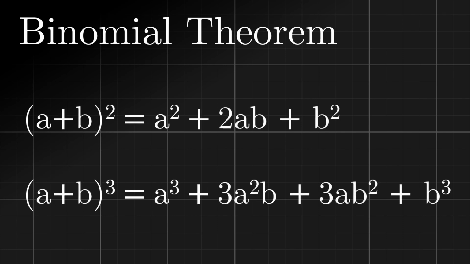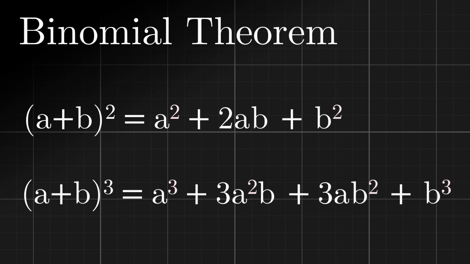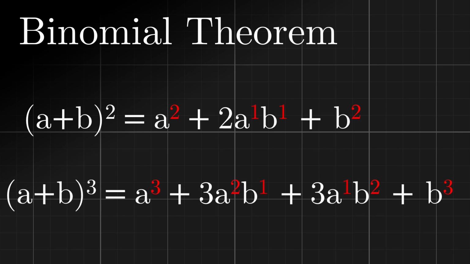Notice a pattern in the powers? For (a + b)^n, the powers of a decrease from n down to 0, while the powers of b increase from 0 up to n. So the sum of the powers in each term is always n.